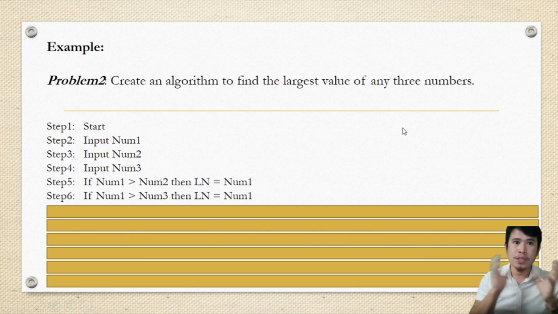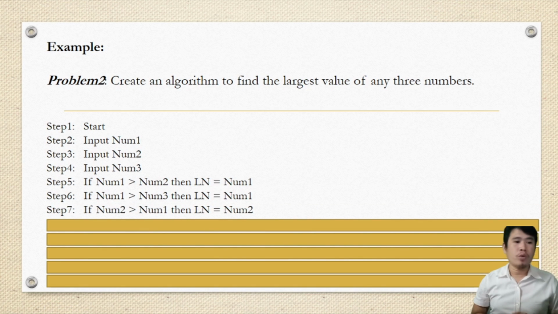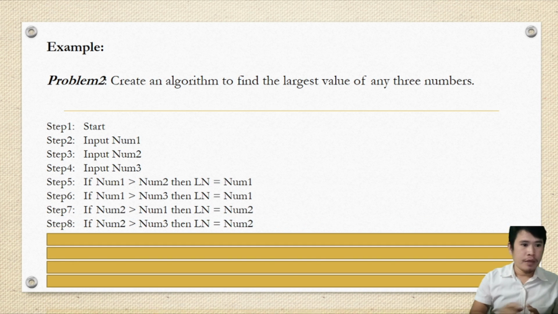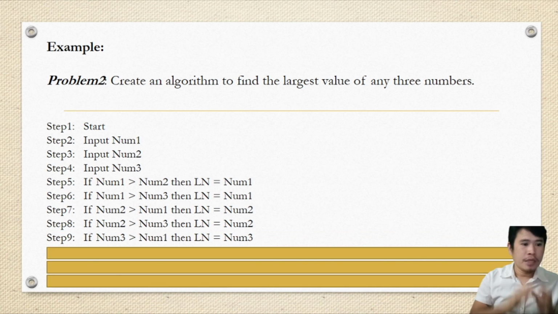So, what other possible comparisons are there? Now it's num2's turn. So, if num2 is greater than num1, then largest number is equal to num2. Okay? If num2 is greater than num3, then largest number is equal to num2. Okay? Next is step 9.